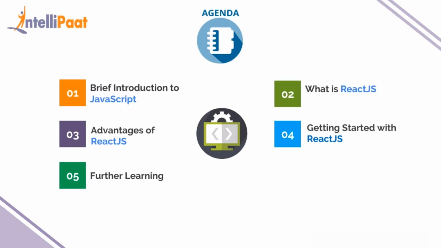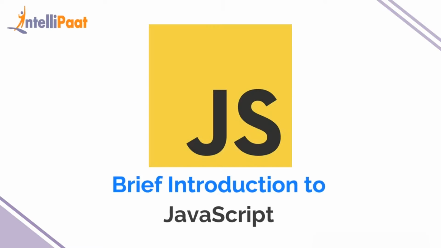So, moving on to the first agenda item for today, a brief introduction to JavaScript. What is JavaScript essentially? In simple terminology, JavaScript is the programming language of HTML and the web. Now, what does that mean? Basically, you have web browsers, right? Whenever you're using web browsers, they are interpreting some sort of language to give you a render of what you're seeing on the screen at that moment in time.